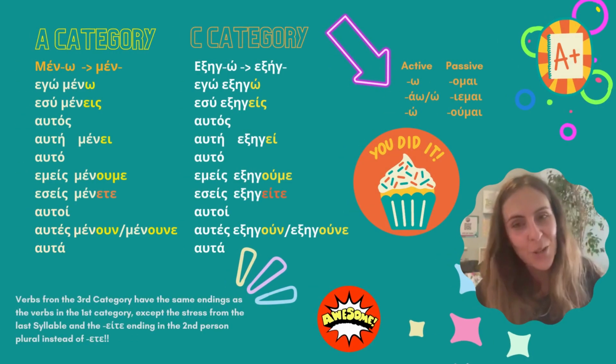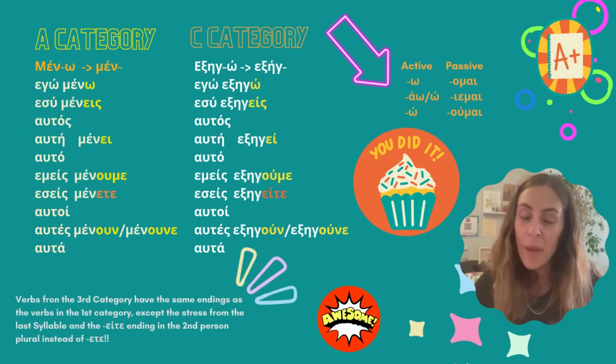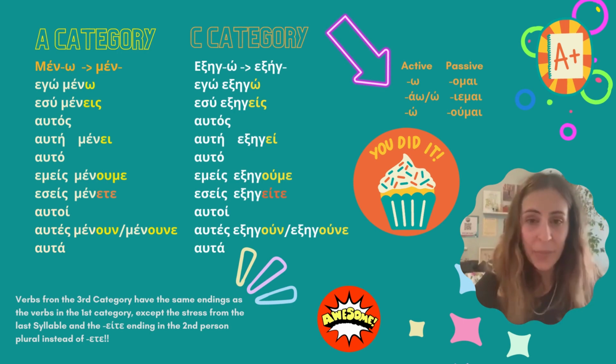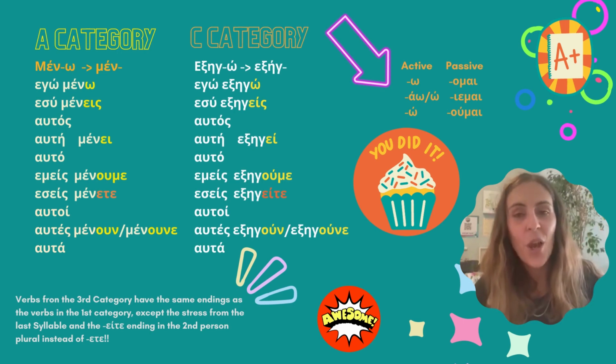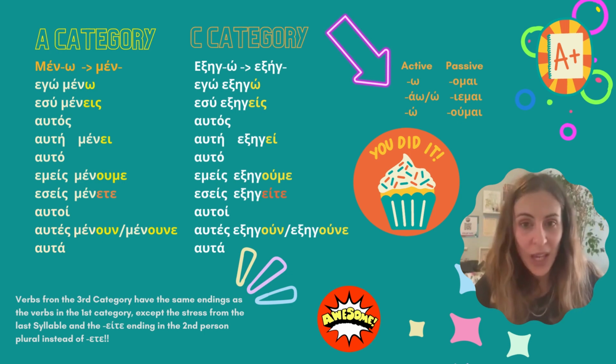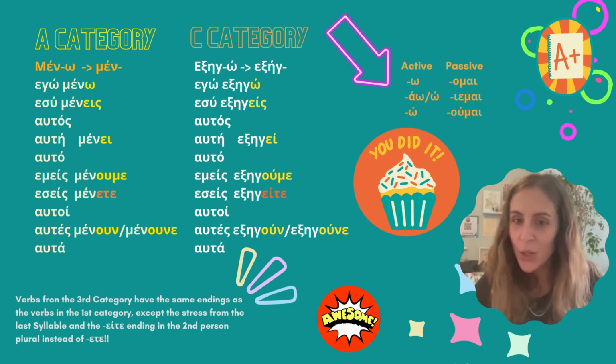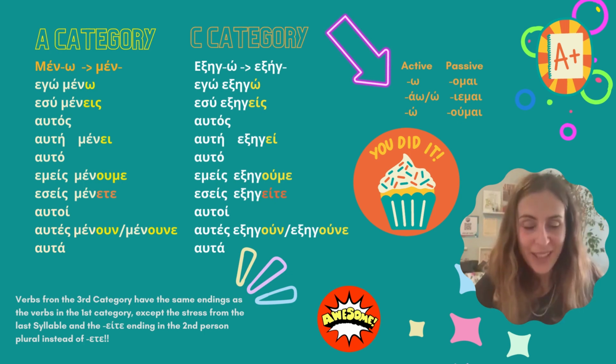So, long story short, if you remember these three examples of verbs and their conjugation in present tense, active voice, you're going to be able to conjugate any verb that belongs in these categories in present tense. So, feel free and practice on your verbs.